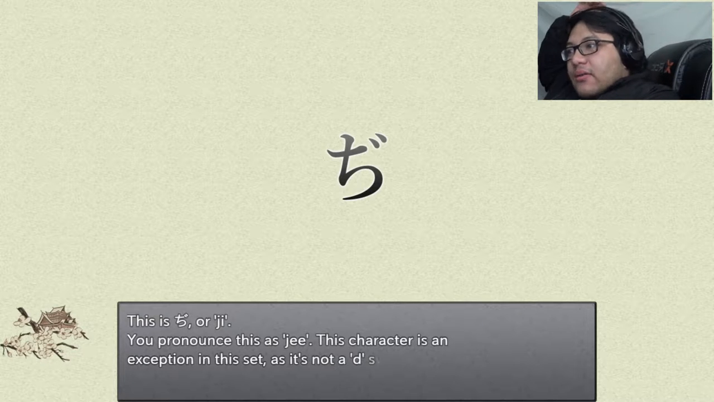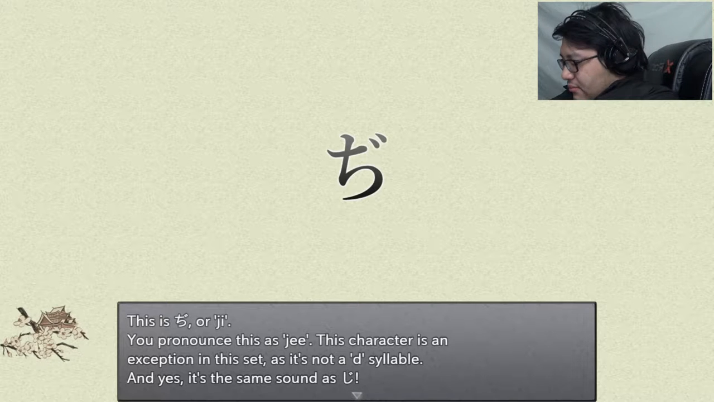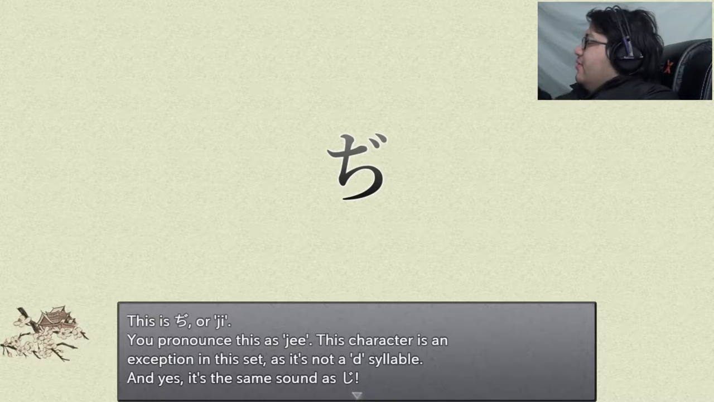G. Okay, what the hell? Your pronunciation in this as G, this character is an exception in this set, as it's not a D syllable. And yes, it's the same sound as whatever that was. I forgot now. I'll have to consult my notes again. What the hell was this? She. Oh, G and she. I gotcha.